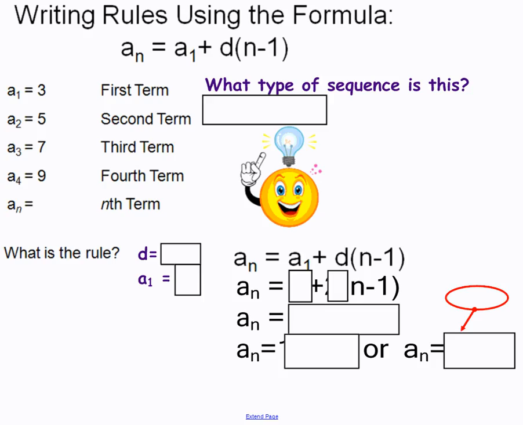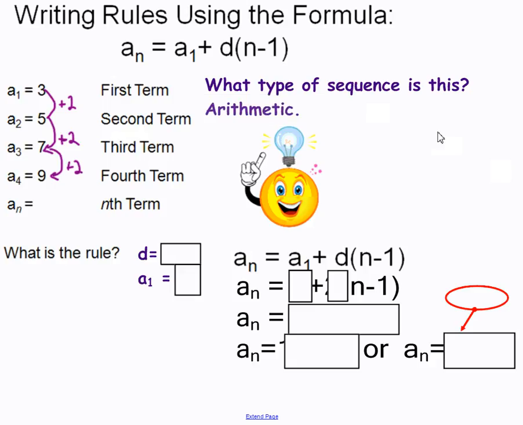All right, so let's look at writing a rule using this formula. So we're going to look at our formula. We're going to look at our sequence. We have 3, 5, 7, and 9. To go from 3 to 5, I added 2. To go from 5 to 7, I added 2. To go from 7 to 9, I added 2. So my common difference, well, first off, because I'm adding, this is always arithmetic. And my difference is a positive 2.